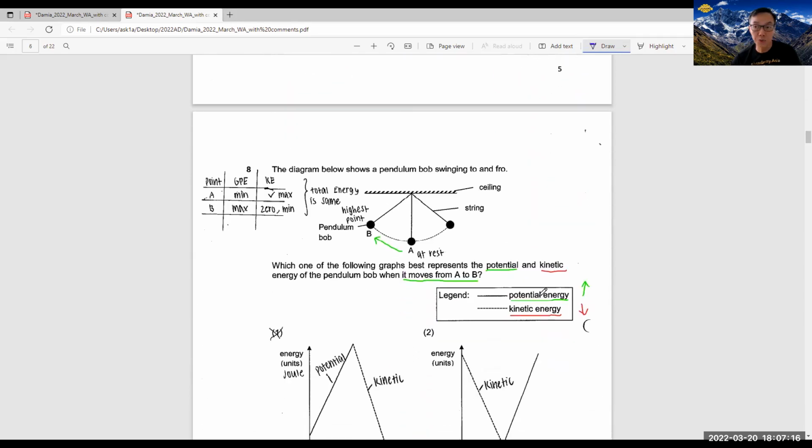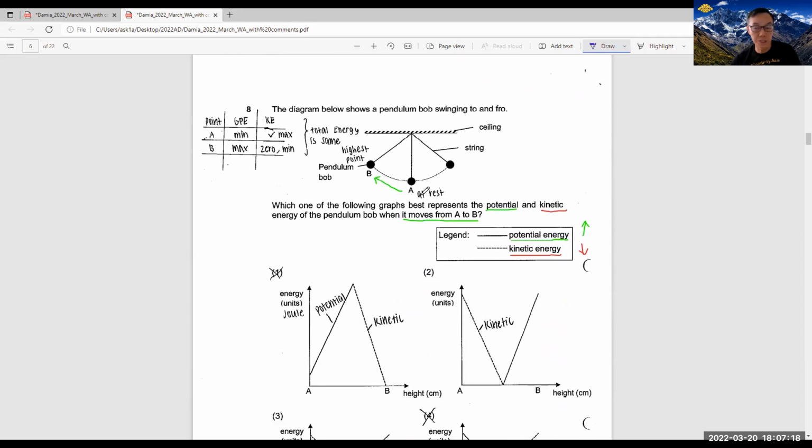Okay, here it's good to annotate because this is a pendulum question and it specifies which graph best represents the potential energy and kinetic energy of the pendulum bob as it moves from A to B. So you can see here, I annotated the arrow here. And I use color coding.